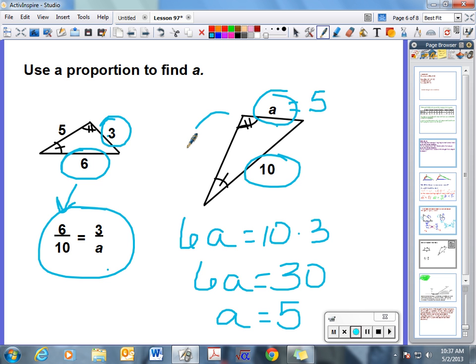Honestly, we could find out what this other side is also by setting up a proportion, but they didn't ask us for that, so we're not going to worry about that right now.